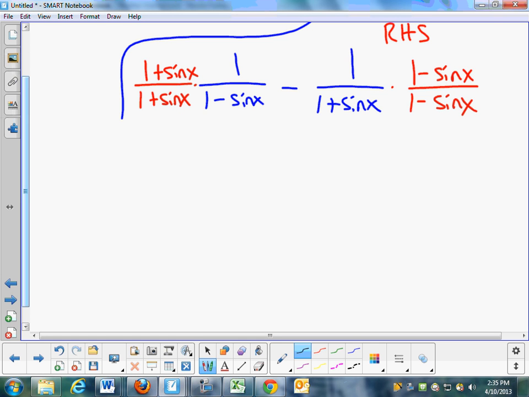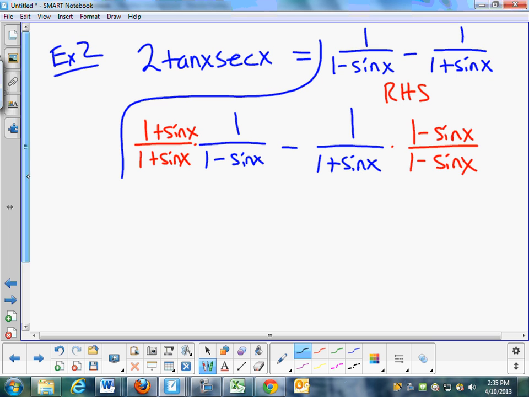So let's look at the foresight that these two fine young ladies had in the back row. They said that if you take 1 plus sine of x times 1 minus sine of x, what do you get? 1 minus sine squared, which is cosine squared, right? So just think about it. You get cosine squared in the denominator, right? That's really important. Why? Because tangent is sine over cosine, and secant is 1 over cosine. See the cosine squared in the denominator? So again, that's really good foresight if you can see that.